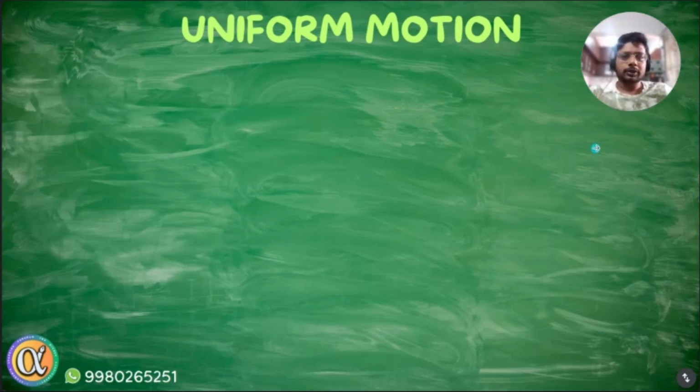Okay. So yeah, as I said, let's discuss uniform motion, how to plot the graph of uniform motion once again. Uniform motion basically means when a body is moving in a straight line and it covers equal distance in equal intervals of time.